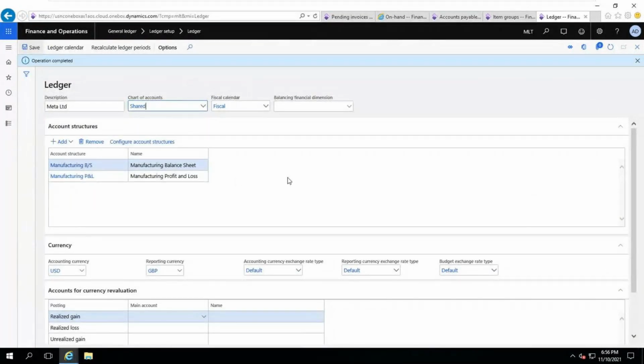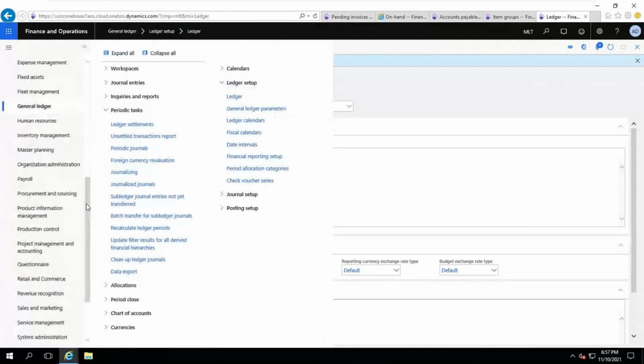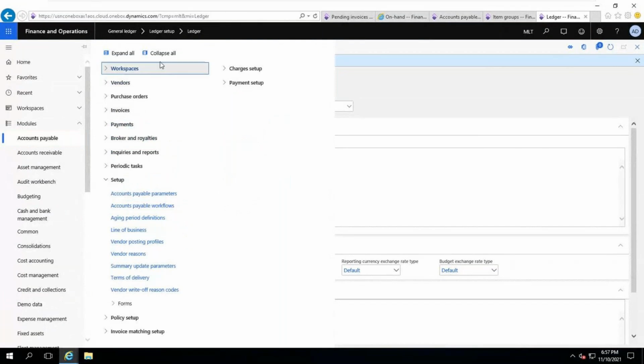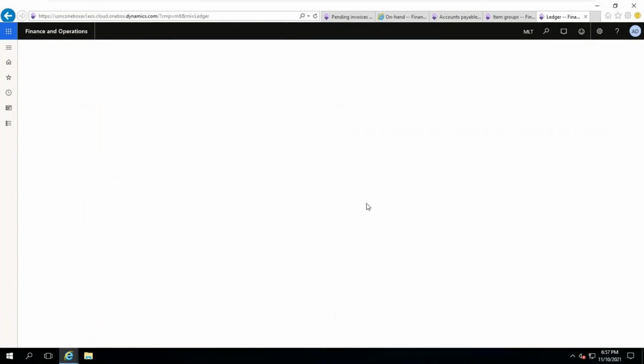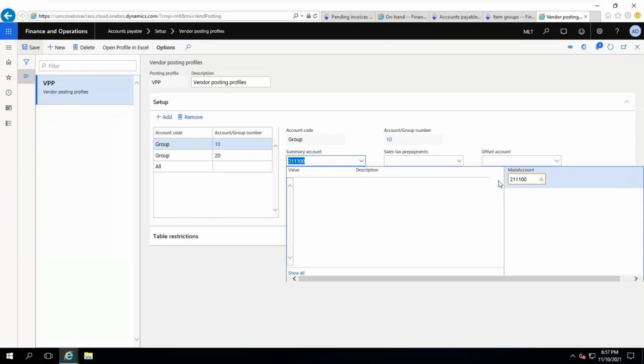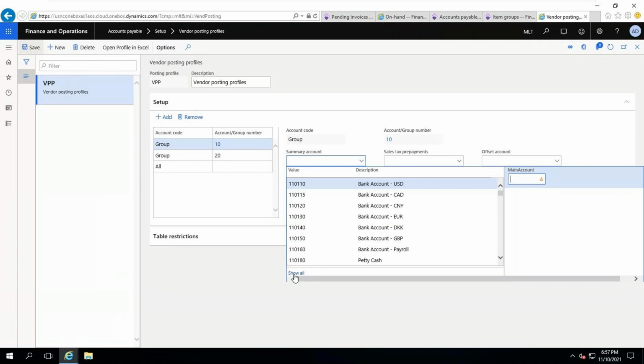Okay, so here in the vendor posting profile, at that time we mapped different accounts payable accounts. Setup, vendor posting profiles. At that time it is standard. Now I have changed to shared, so these accounts do not exist. The reason is that yesterday I had mapped differently.